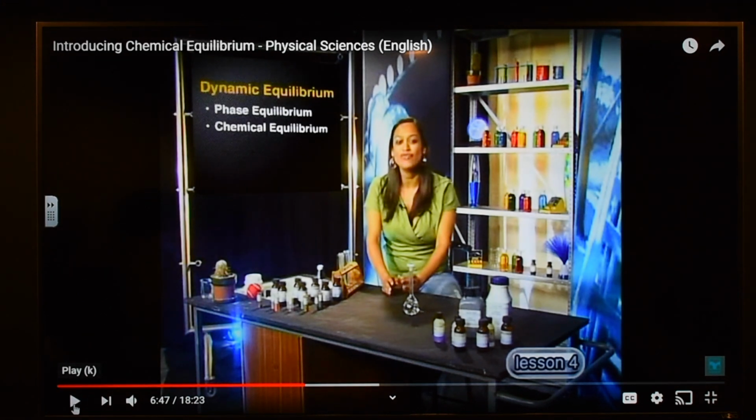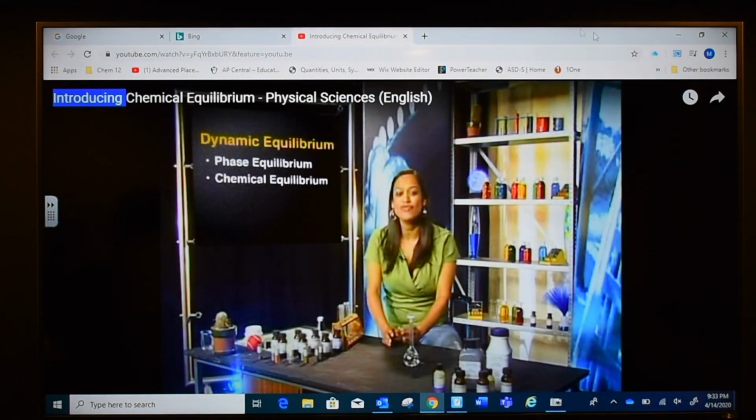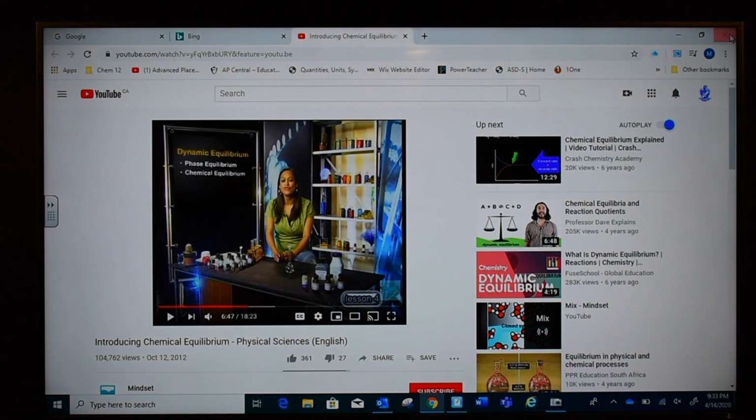I'm going to stop her there and caution you again to her last statement. It's very important that equilibrium is established at a certain temperature. So if you change the temperature, you are also changing the equilibrium.